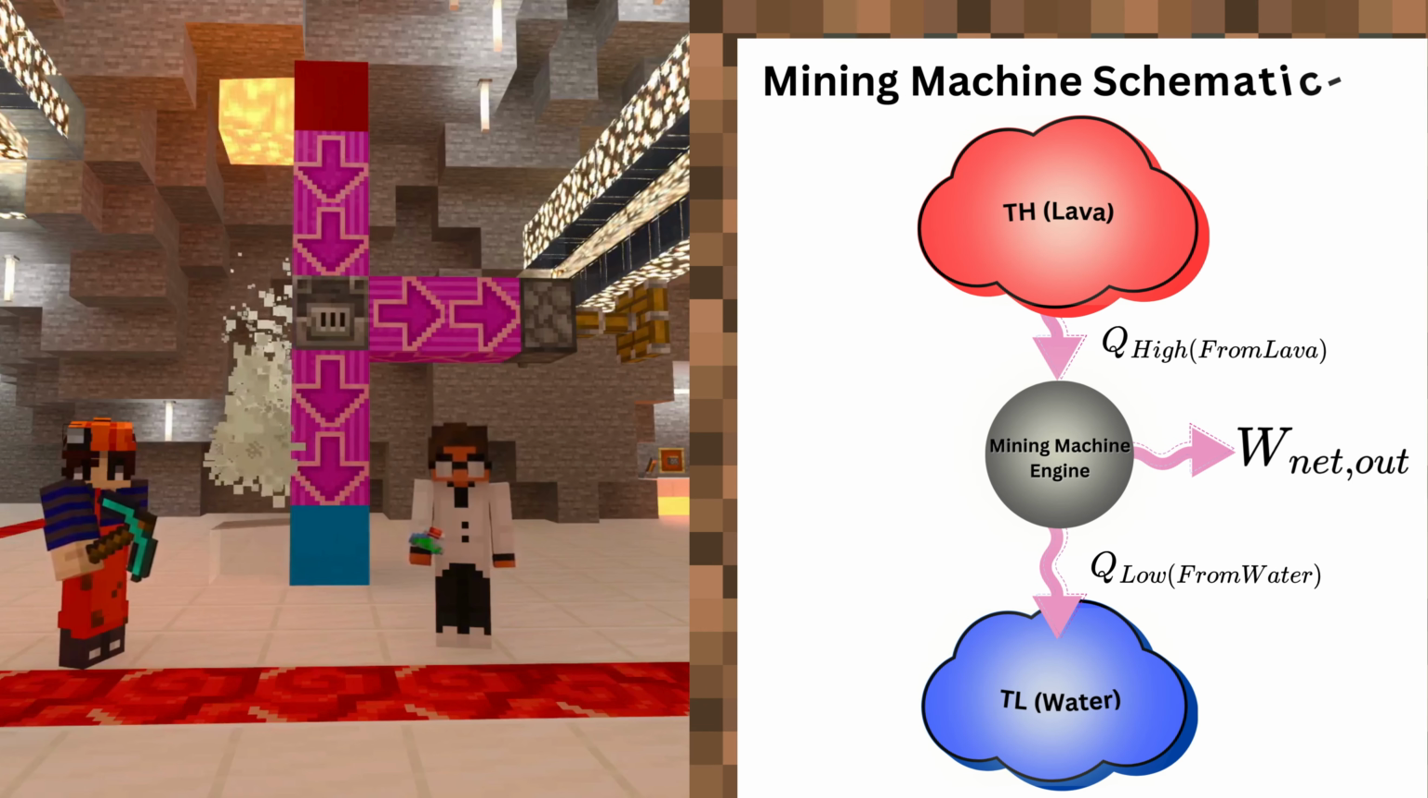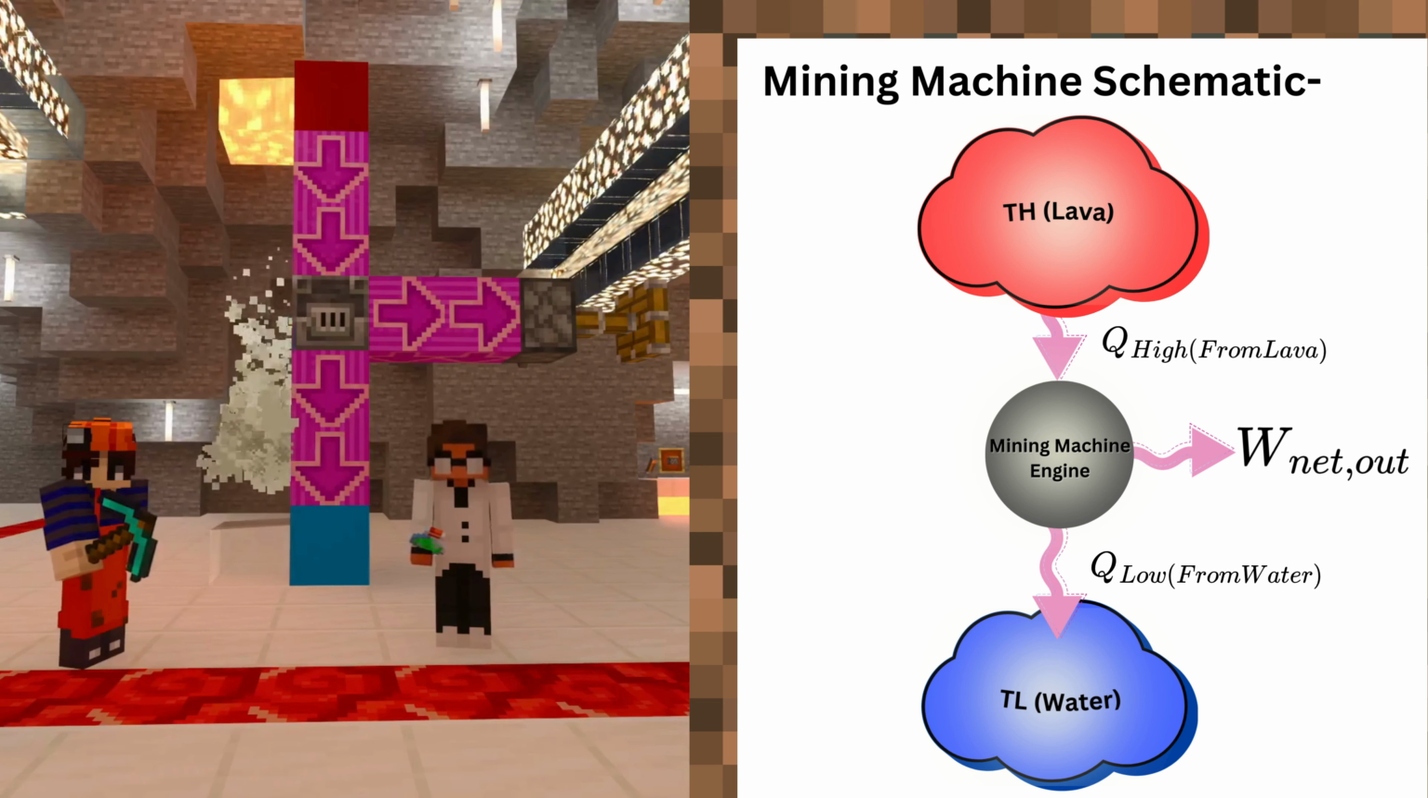Alright, before we fix your mining machine, we need to understand the basics of how it works. What we're dealing with here is a heat engine. At its core, a heat engine converts thermal energy into useful work. But to do that, it needs two things: a thermal energy source, QH, like your lava, and a thermal energy sink, QL, like water to cool the system.